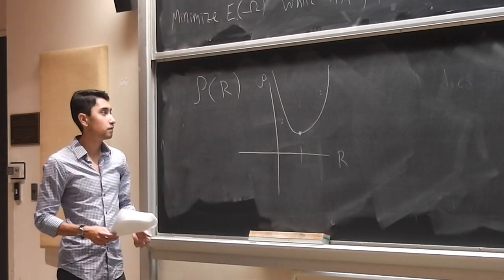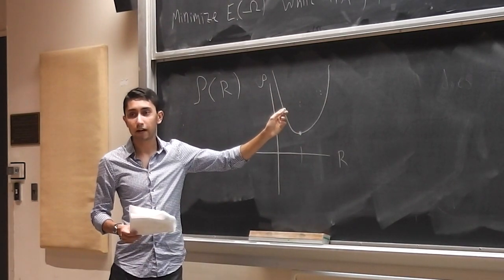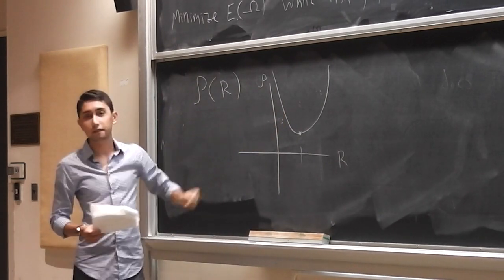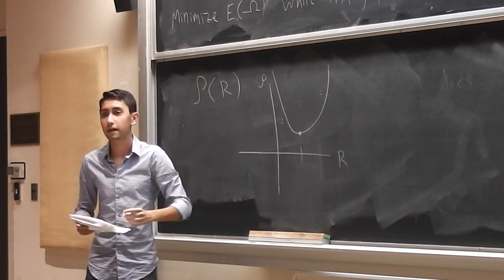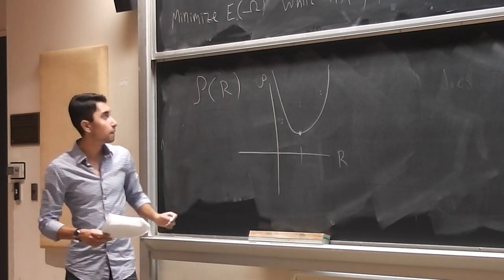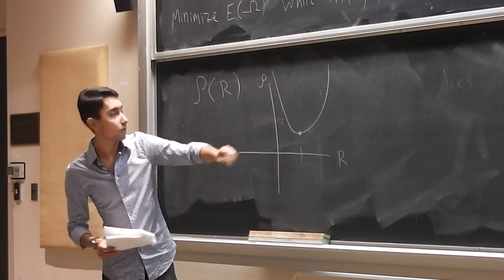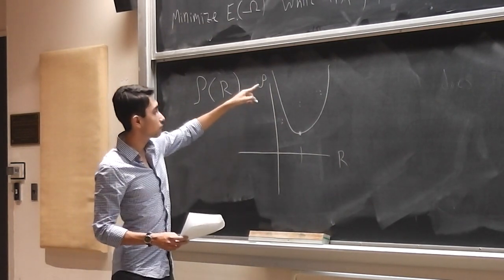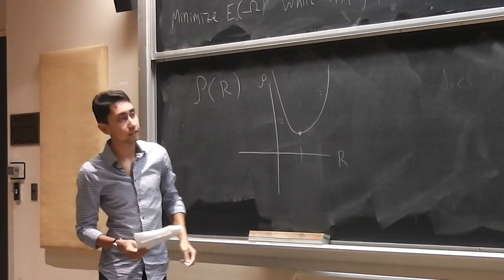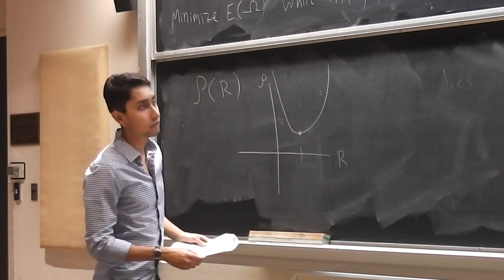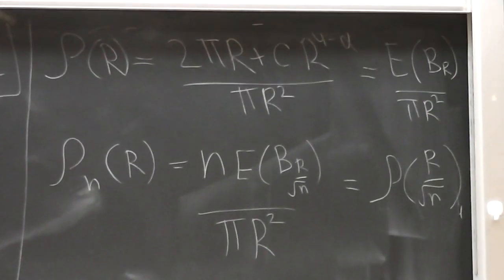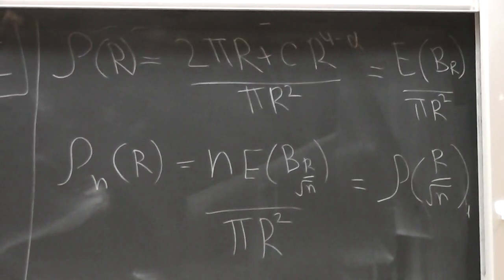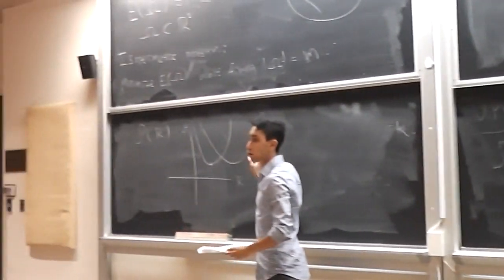Okay, so just this curve alone would give us an upper bound on the energy of the minimizing set, because if you pick any test set, for example a ball, it gives you an upper bound on the energy. Remember we just showed that rho n is rho, but stretched, because you replace the r with r over the square root of n. So if this is rho, this might be rho 2, and rho 3 is going to be stretched even more.